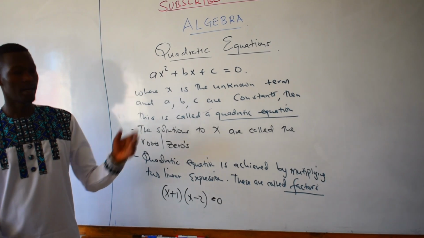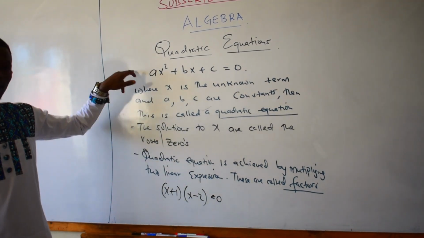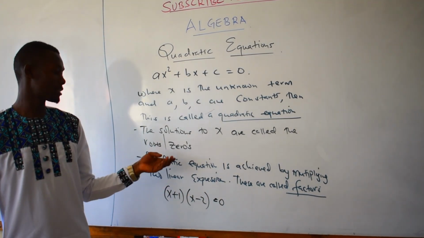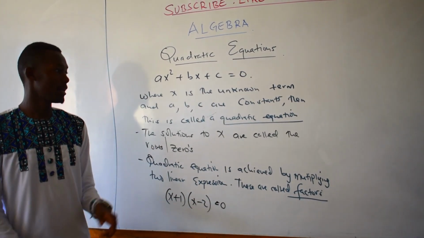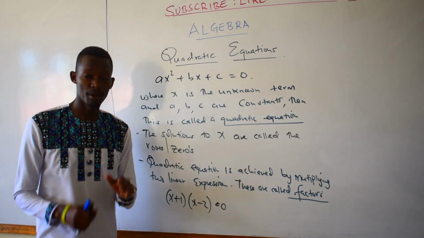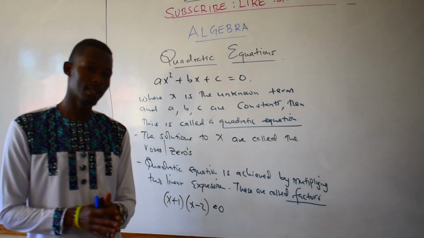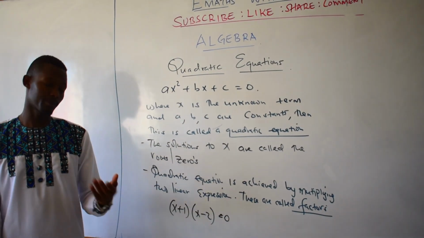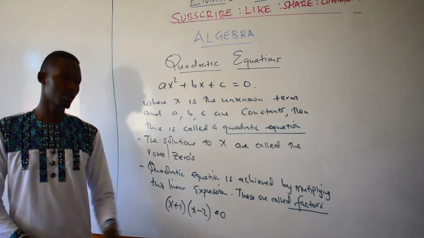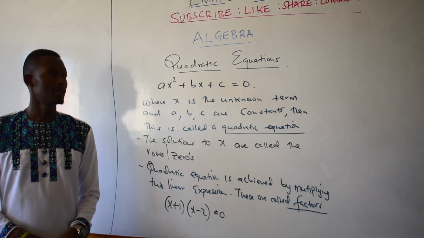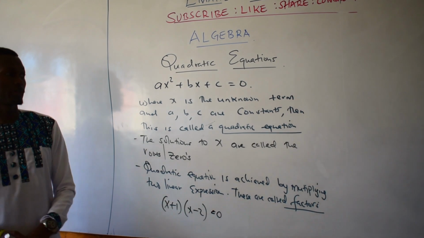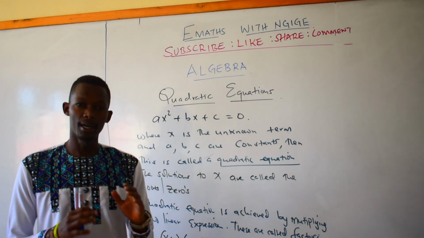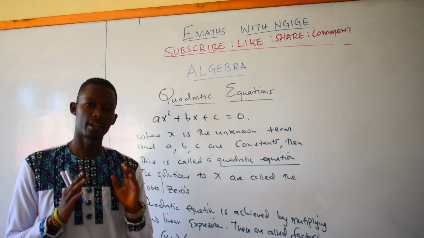So therefore, I think we have the basics. So we have quadratic equations appearing in this form, where the solutions to it are called the roots or the zeros, and the quadratic equation is achieved by multiplying 2 linear factors, so our expressions. So when you multiply the 2 of them and equate them to 0, then we say that is a quadratic equation. Now we're going to check different methods of solving a quadratic equation, and first we shall start by factorization.